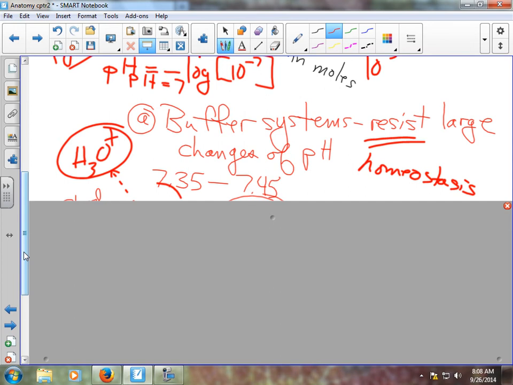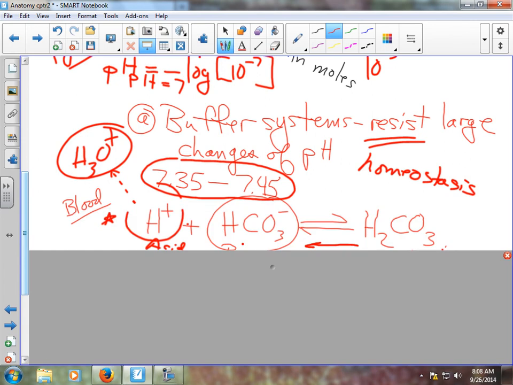Your entire life, your pH does not fluctuate higher or lower than those values. 7.35, 7.45. Your entire life exists within 1/10 of a pH. If you go below 7.35, you're dead. If you go above 7.45, you're dead. Wow. Okay, so this is a highly regulated system to keep your pH constant. How does it do this?